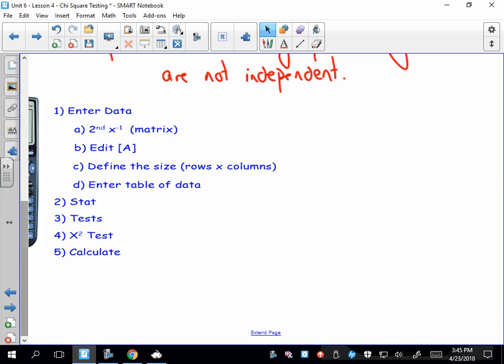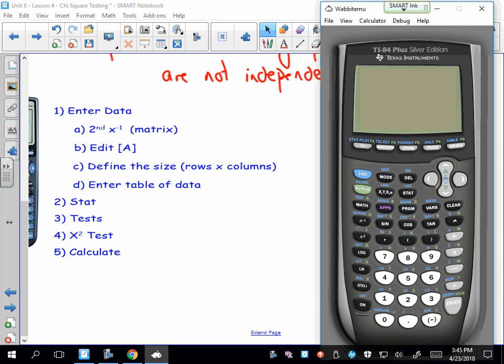But to do that, we can't use our stat list anymore because we don't have a list of statistics. So instead, we're going to try this second x to the negative 1. It's the word matrix if you look on your calculator. Okay, so second x to the negative 1. I get a list of matrices. I want to edit A, so I can go over to edit and go into A.